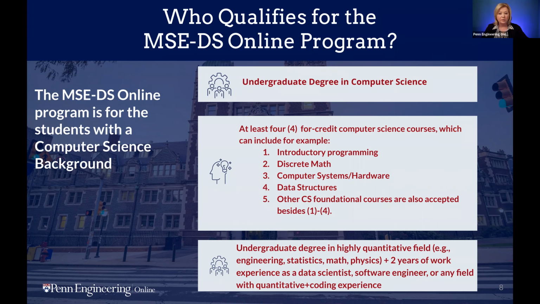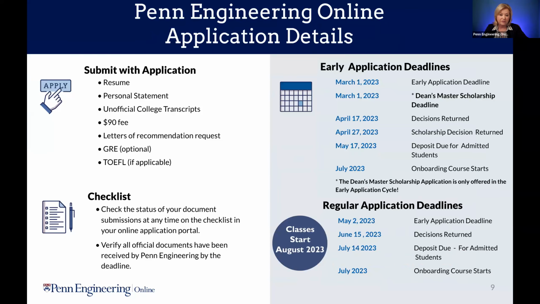Next, I wanted to talk a little bit about the actual admissions process and the application details. When you're ready, you're going to start your application. The application consists of several different elements. There's a resume, a personal statement that you need to provide, college transcripts, letters of recommendation, and there is a $90 application fee. The GRE is optional, and the TOEFL is only needed if applicable.